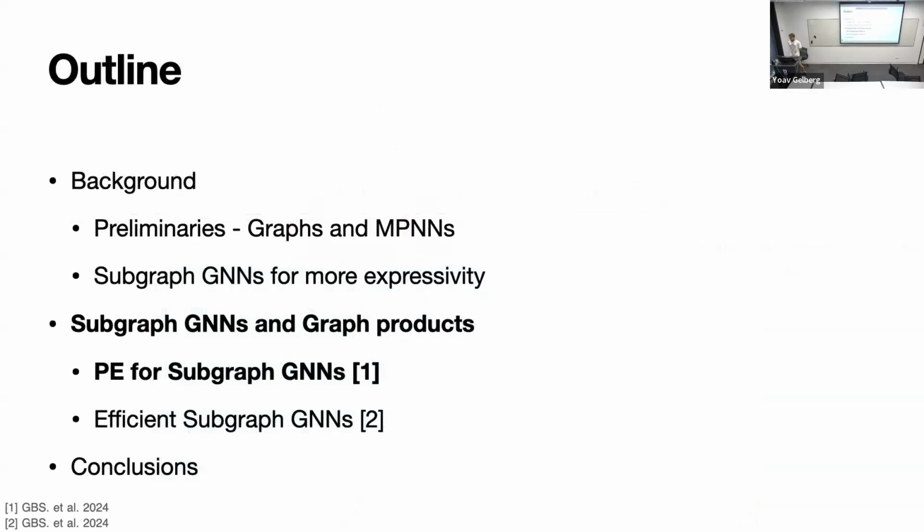Okay, so at this point, I hope I kind of motivated subgraph GNNs, that they're useful and what exactly they are. And now I'm going to draw a connection between subgraph GNNs and graph products. And this is going to allow us to develop positional encodings for subgraph GNNs and make them more efficient.